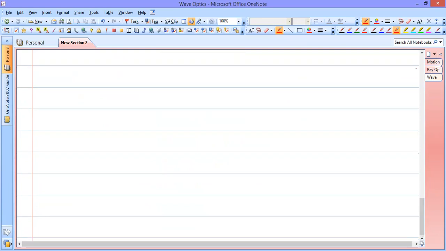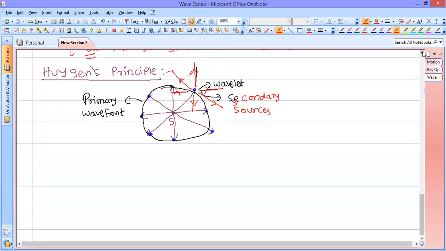Now comes the statement of the Huygens principle. It says that whenever light rays are emitted from the source, such that it forms a primary wavefront, each wavelet in the primary wavefront will act as a secondary source. That is the definition of the Huygens principle.